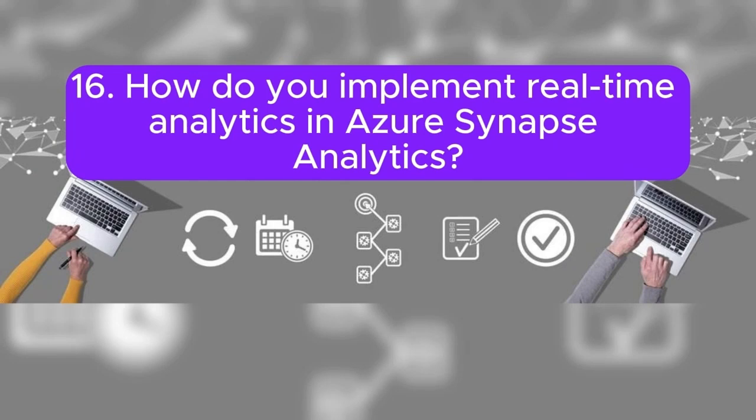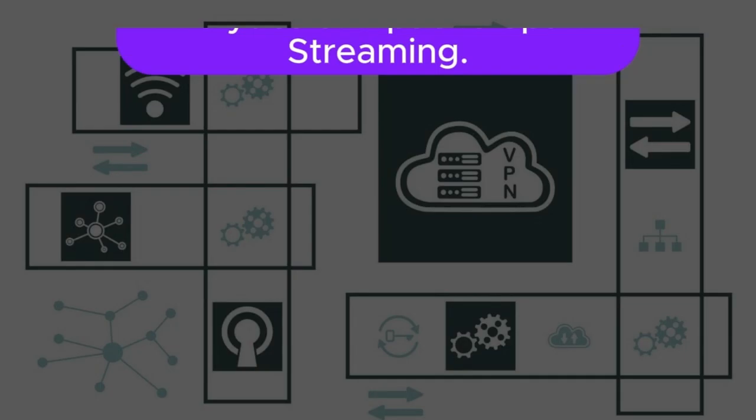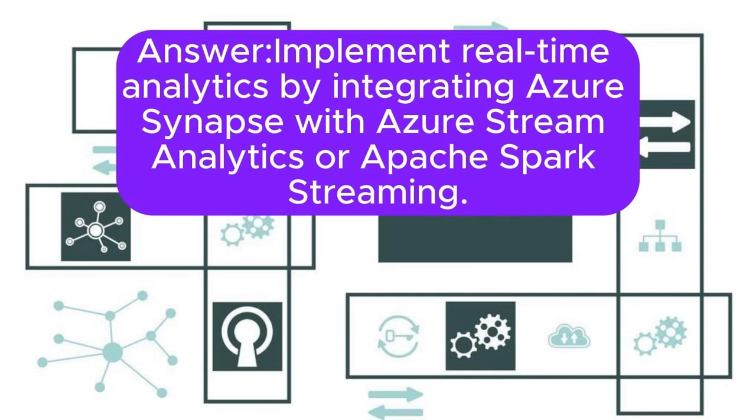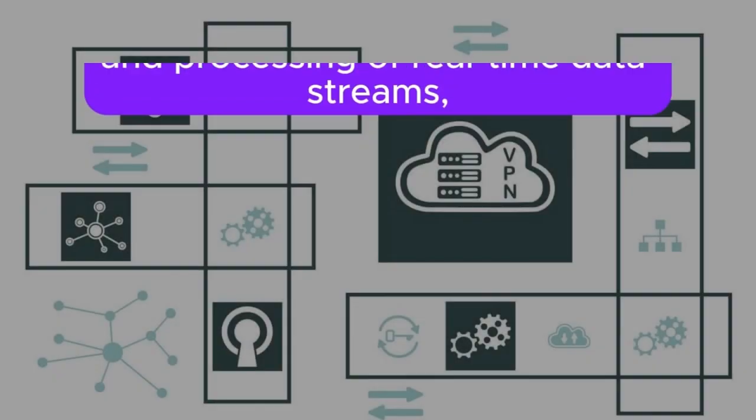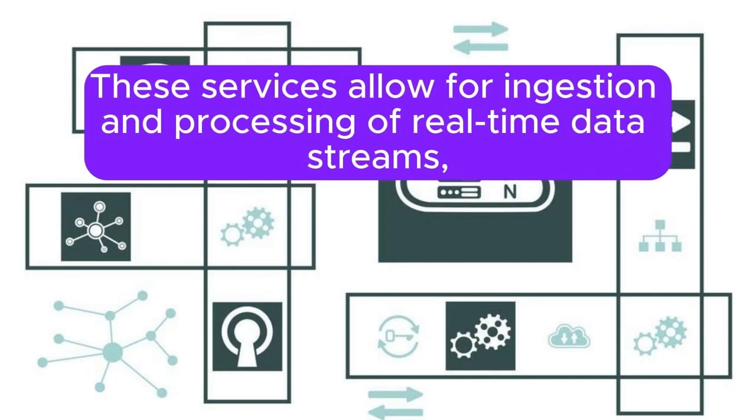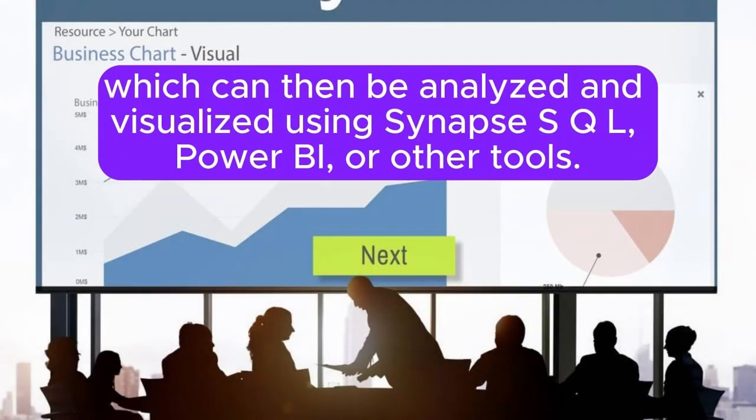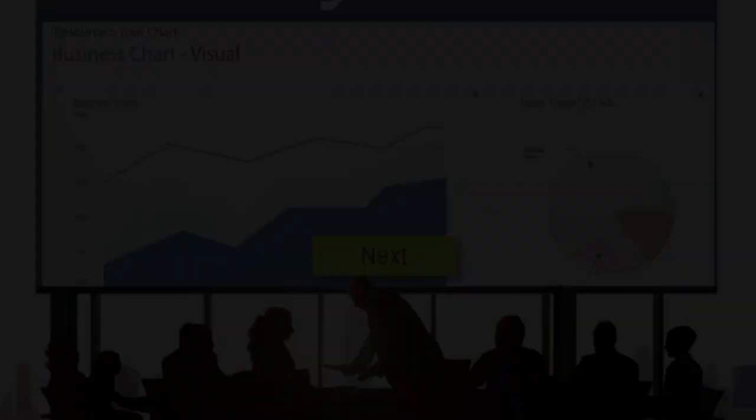16. How do you implement real-time analytics in Azure Synapse Analytics? Answer: Implement real-time analytics by integrating Azure Synapse with Azure Stream Analytics or Apache Spark Streaming. These services allow for ingestion and processing of real-time data streams, which can then be analyzed and visualized using Synapse SQL, Power BI, or other tools.